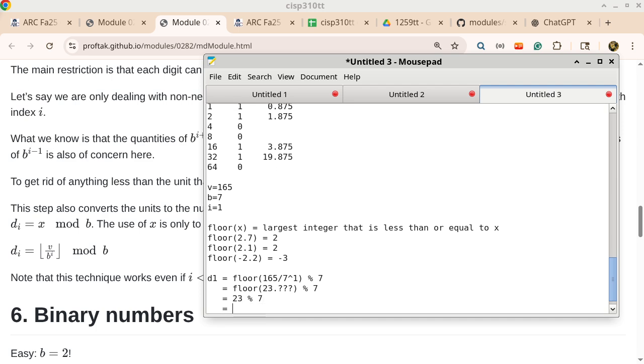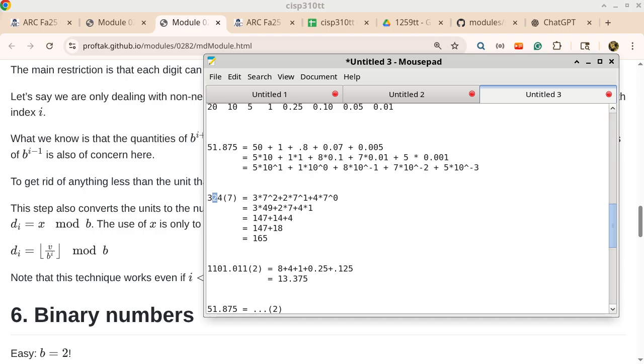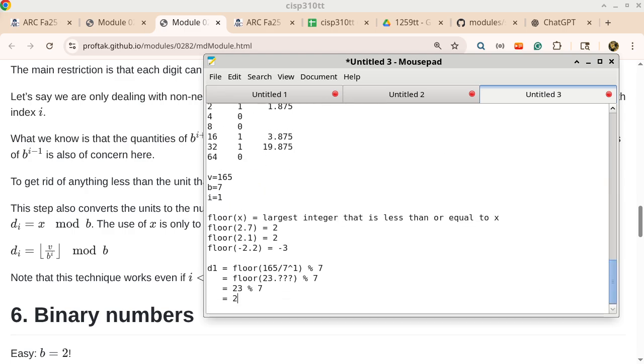So what is 23 mod 7? What is mod? Do you remember mod from CISP 360, or was that mentioned in CISP 360? Okay, so what is 23 mod 7? 2. That is correct, because it is the remainder of 23 divided by 7. So was digit 1 a 2 when I was using the base 7 example? Let's check. Yep, there we have it. That's the 2. It also works on negative powers, so we'll go through another example.